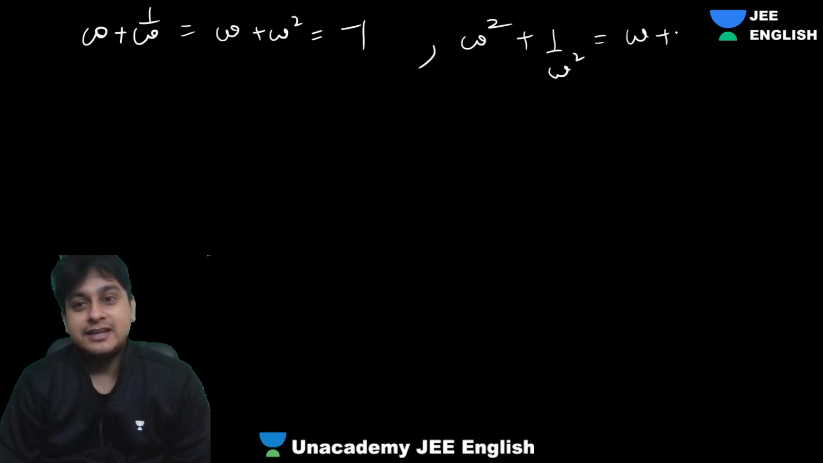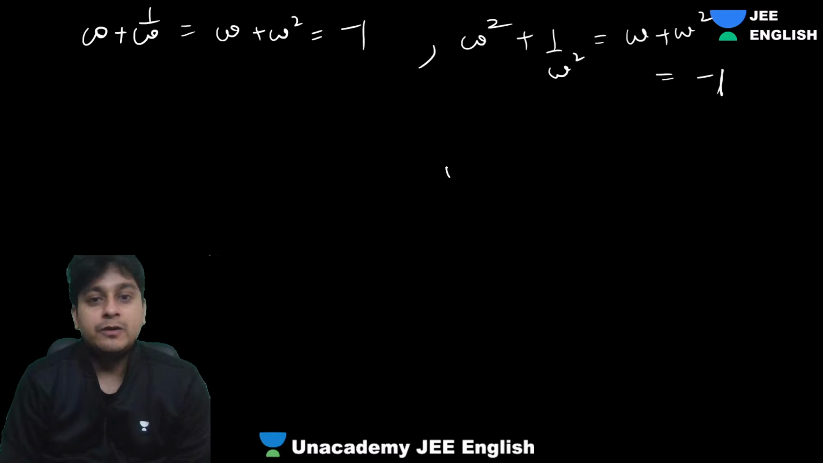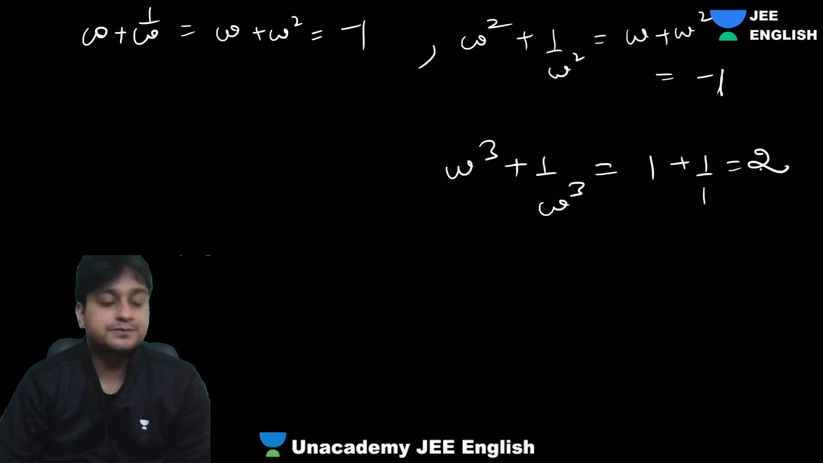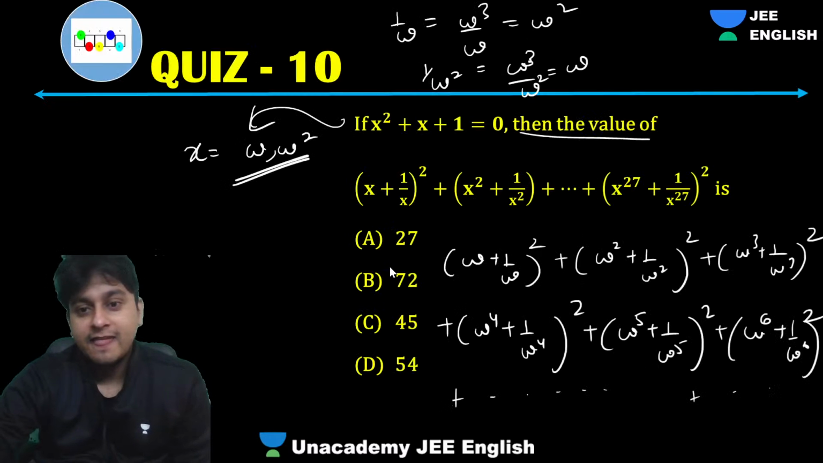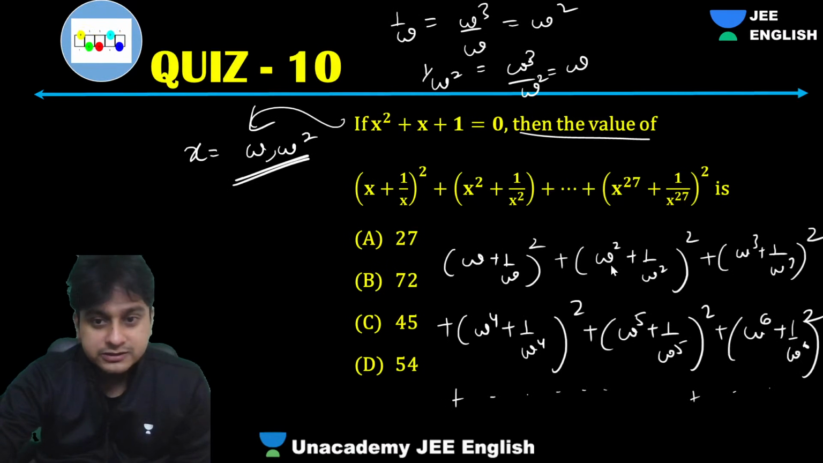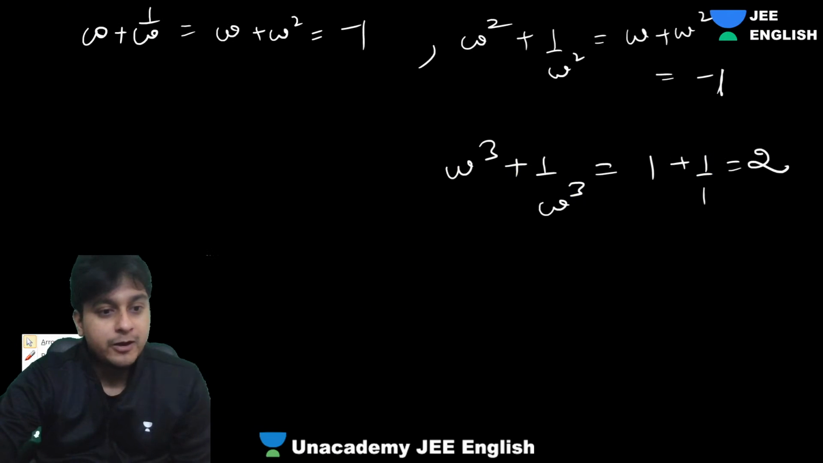So this will be what, guys? Tell me, this will be again omega plus omega square, which is minus 1. Okay. What about omega cube plus 1 by omega cube? That is coming as what, guys? 1 plus 1 by 1, which is 2. Right? Sakshi understood. So guys, this is minus 1 whole square. This is minus 1, 1. So again, it will be what? Omega power 4 plus 1 by omega power 4 will be what?